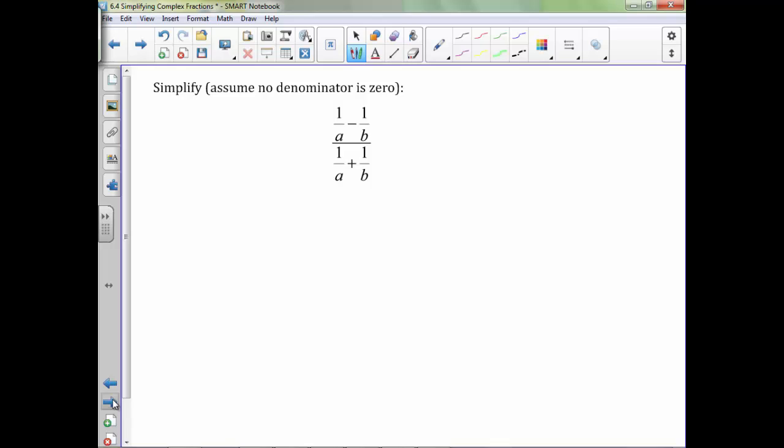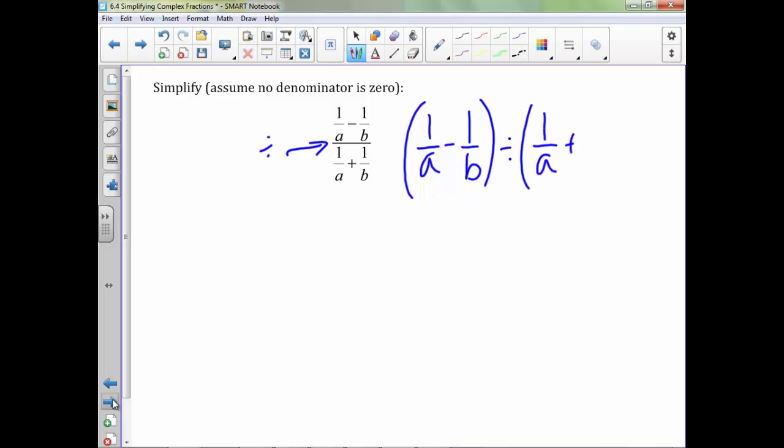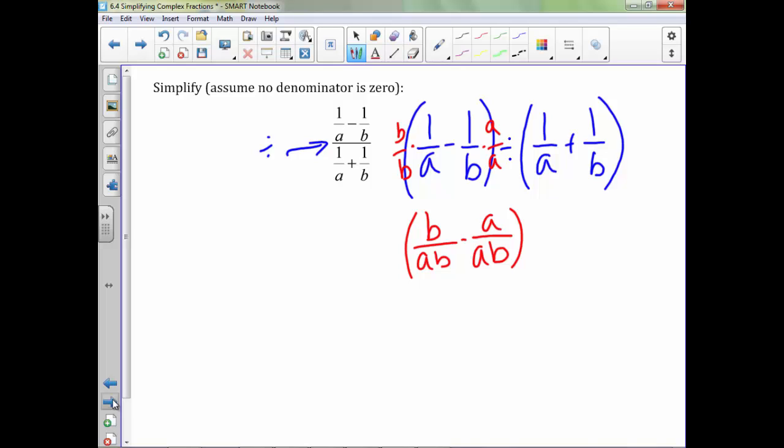So this one, it's the same idea. The key thing is remembering this fraction is the same as dividing. And so we can break this up into 1 over a minus 1 over b divided by the whole quantity of 1 over a plus 1 over b. And now our common denominator in this first one is going to be ab. Notice we have to multiply by b over b. So b, and then a over a, which will give us a numerator of a.